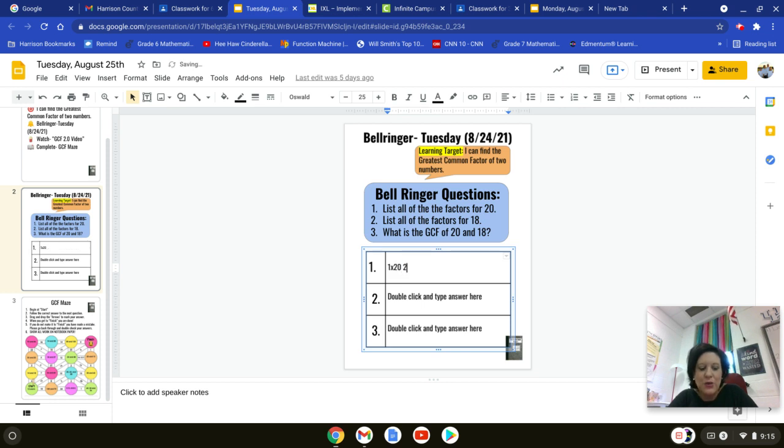Then we go 2 and 10. And then we go 4 and 5. Because we ran into ourselves, we know we found them all. We went in order, 1, 2. Now 3 didn't work. I know my multiplication facts, so I know 3 is not a factor of 20, and that's how I knew to go straight to 4.